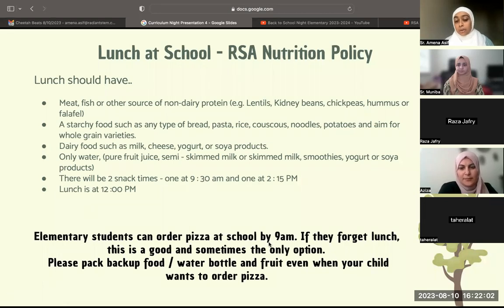Elementary students can order pizza. If they send money, it's $1.50 for a slice. If they are ready to pay that day, that's fine. If they left the money at home, they can pay the next day.